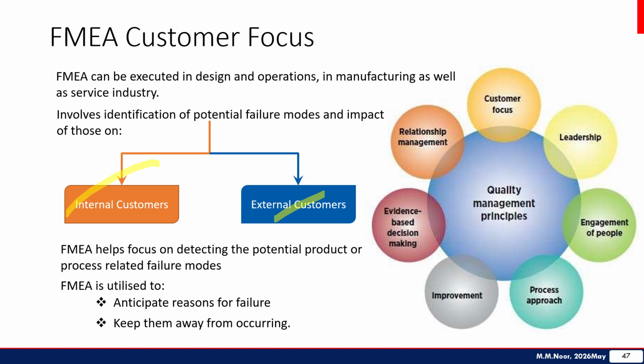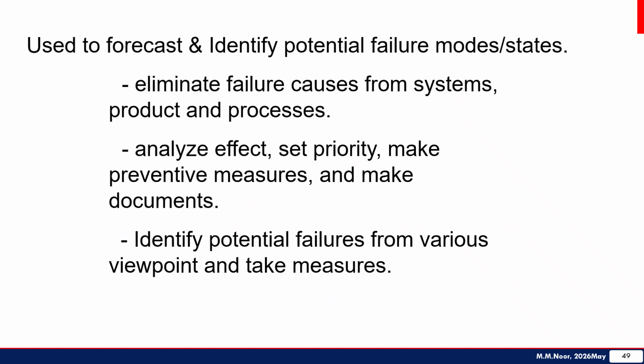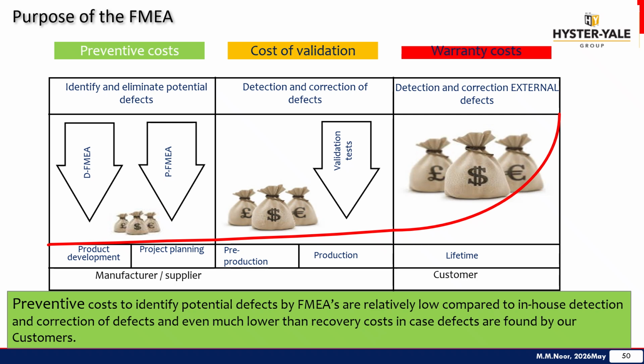Okay, we anticipate the failure before it has happened. The purpose, of course, is to facilitate the improvement process and also to eliminate concerns about process problems and design problems. It is a risk management tool, and also a way to prevent problems and make customers satisfied. We eliminate the failure, analyze the effect, set the priority, and identify the potential failure before we start the process. That's the example.